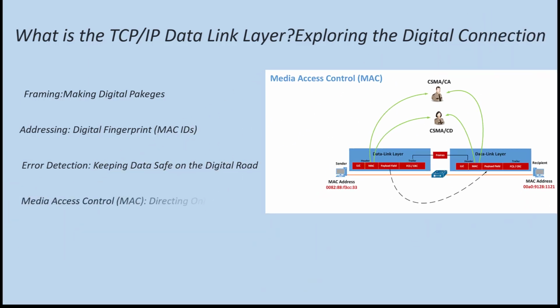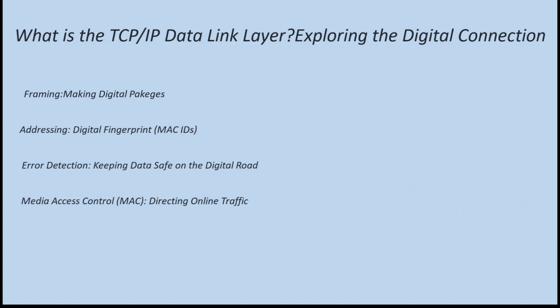Media Access Control, or MAC. In the busy lane of the internet highway, avoiding crashes is crucial. The data link layer acts as a traffic cop, managing media access control. This keeps data flowing smoothly without any jams, ensuring a smooth ride for every bit.